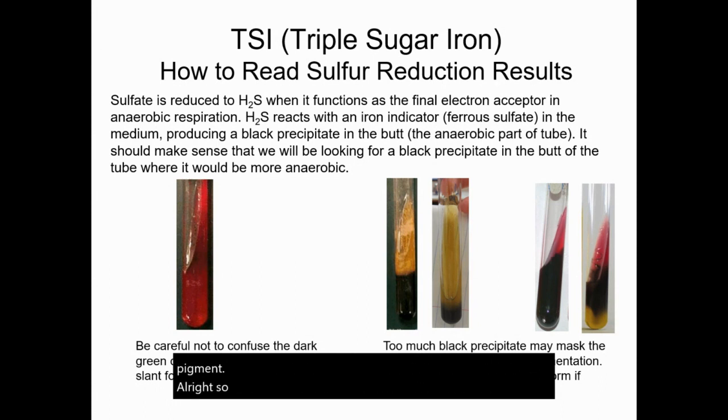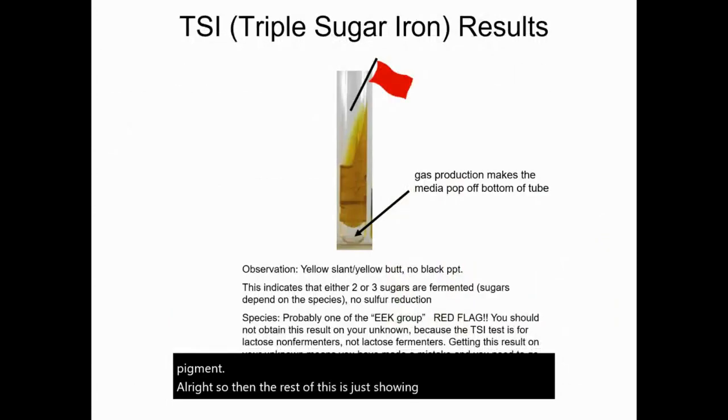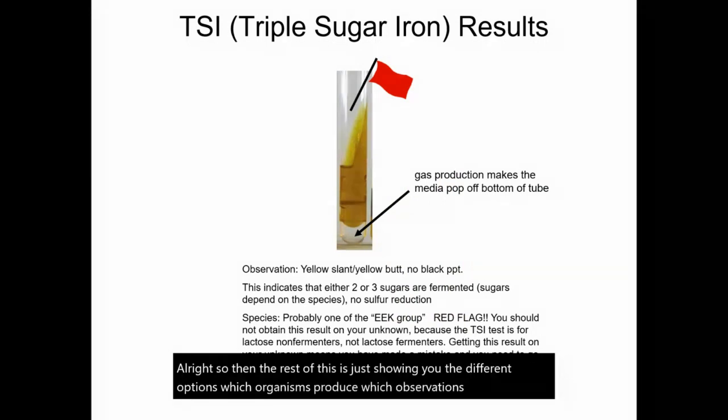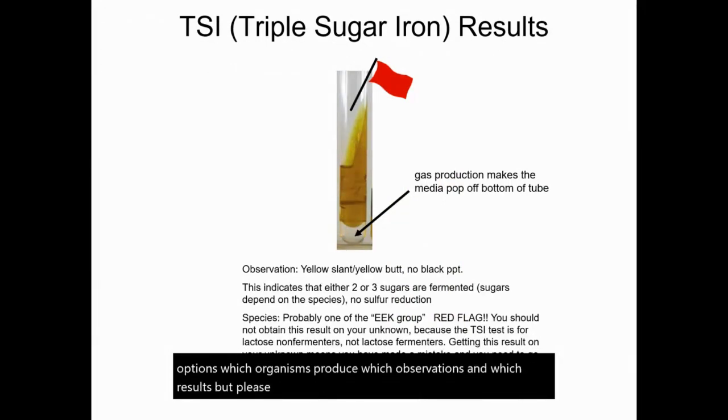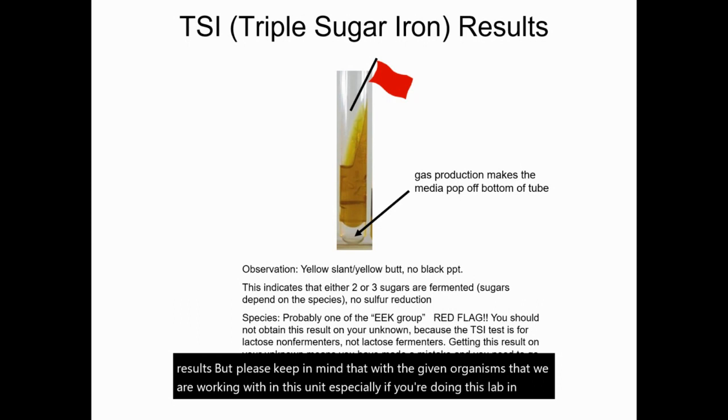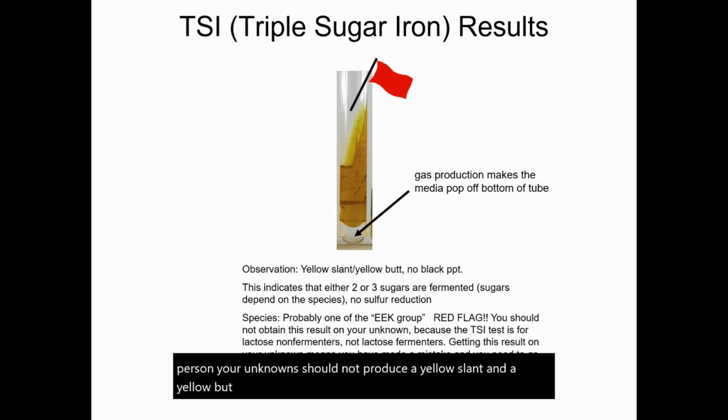All right, so then the rest of this is just showing you the different options, which organisms produce which observations and which results. But please keep in mind that with the given organisms that we are working with in this unit, and especially if you're doing this lab in person, your unknowns should not produce a yellow slant and a yellow butt with gas, because when considering the organisms we're working with, you're actually probably dealing with one of the lactose fermenters. And so that would be an incorrect result. Okay, it's a red flag.